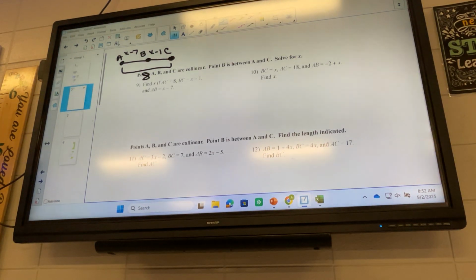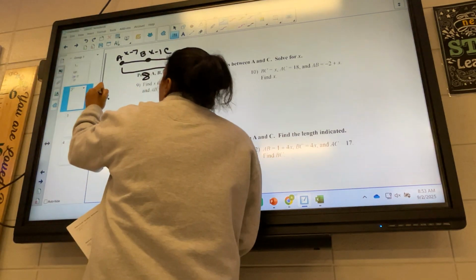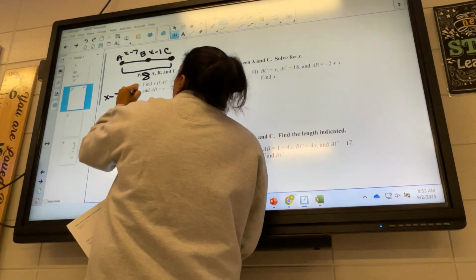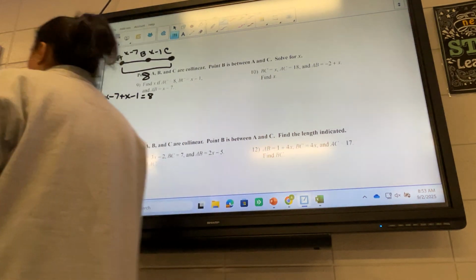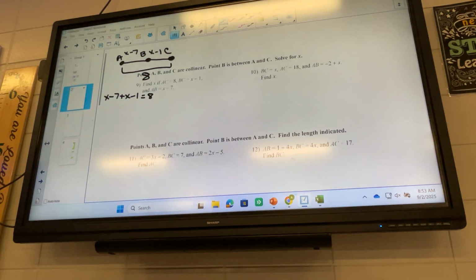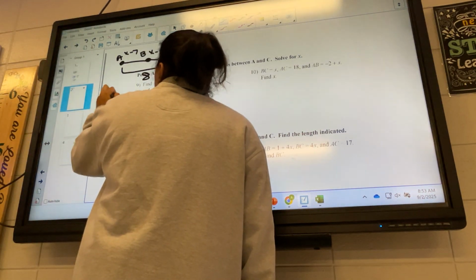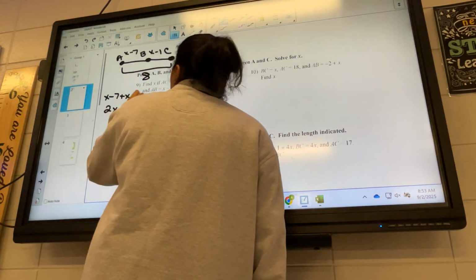Okay, so we take our two little ones and add them together and set it equal to the big one. Okay, so it's gonna look like x minus 7 plus x minus 1 equals 8. Are we solving that out? Okay, we can combine the two x's, so it's gonna be 2x. Negative 7 minus 1 is gonna be negative 8.